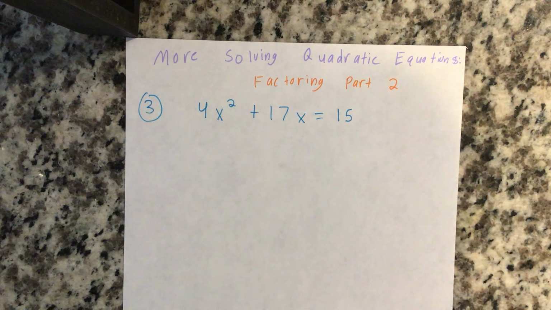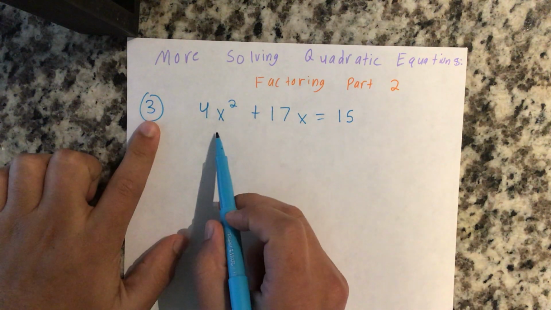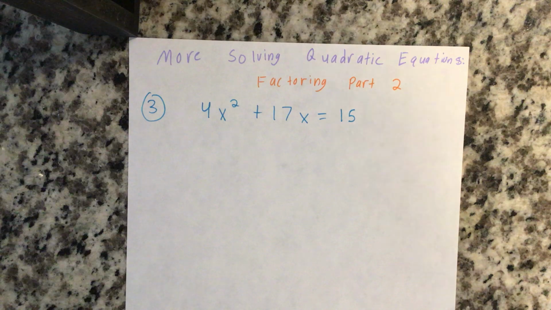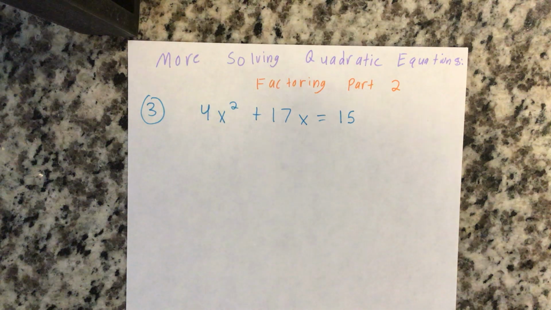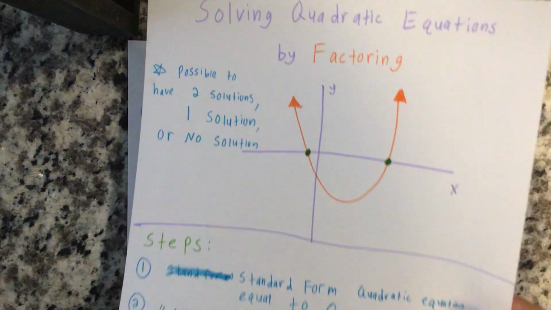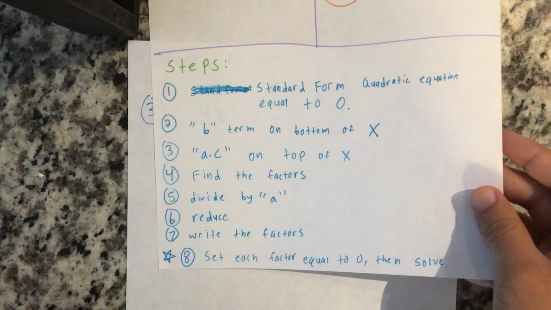So the last page finished off on example 2, so I'm going to start here with example 3. So example 3, I have 4x squared plus 17x equals 15, okay? So automatically you should kind of think that this one looks a little different than the other ones have. So if you remember, we have some steps, right? And I'm not going to make you write all those steps because I have those.